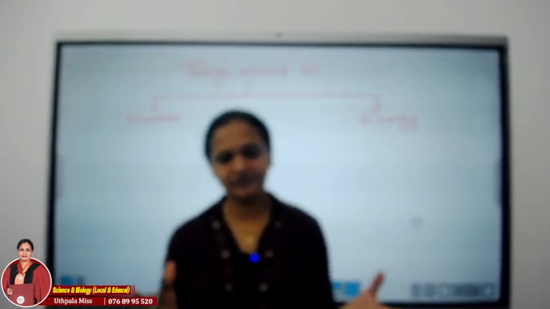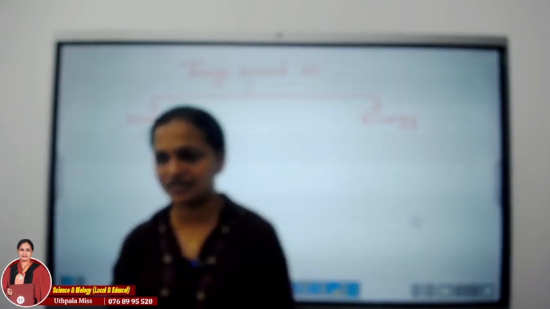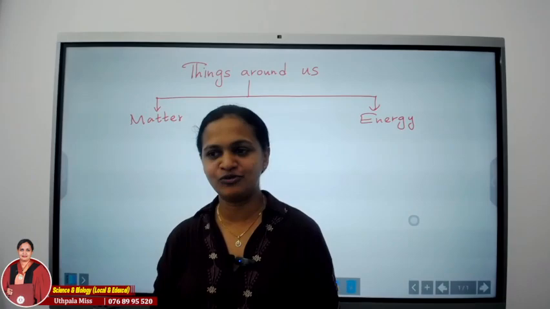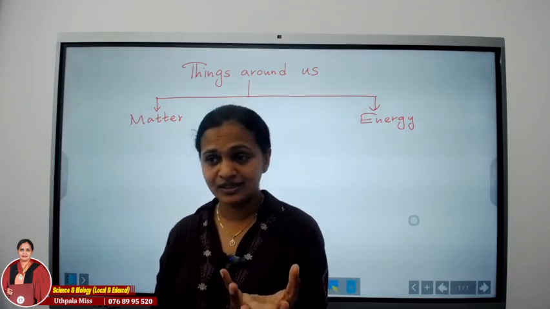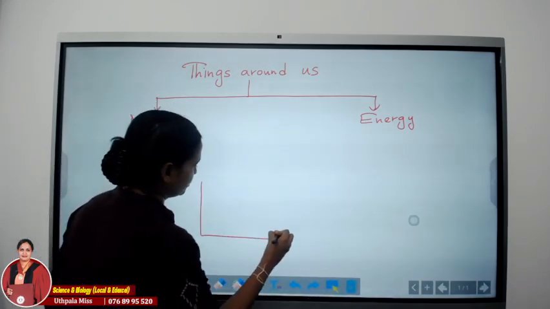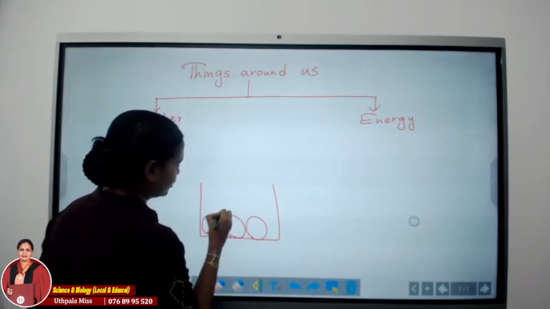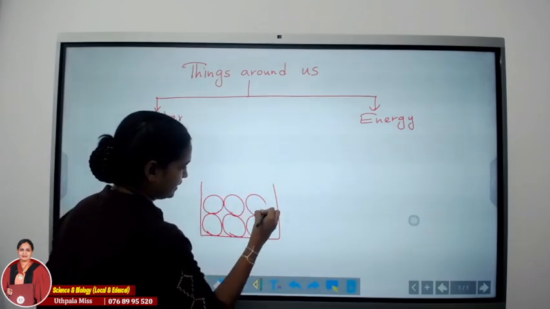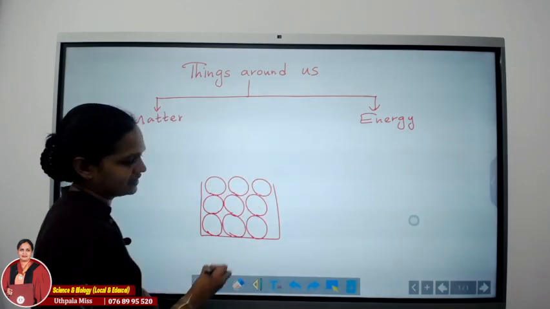now think of a box containing bowls, right? There is a maximum number of bowls that can be stored inside the box. What does it mean? Each bowl occupies a particular space inside the box, right? So things that occupy space and have a mass are known as matter, right?